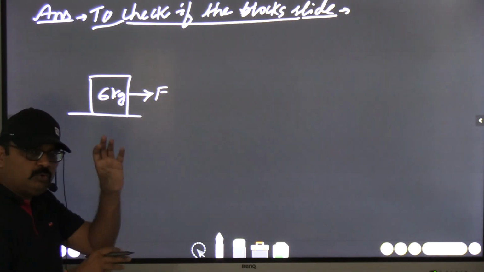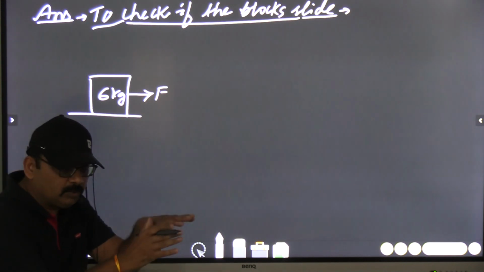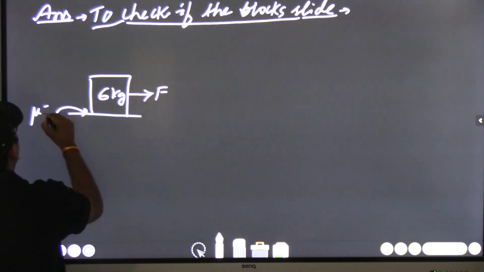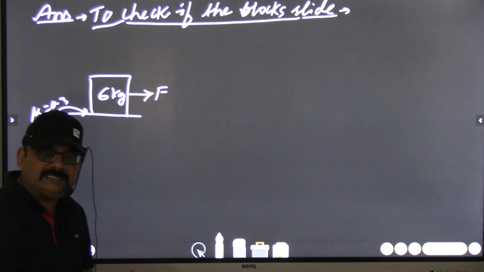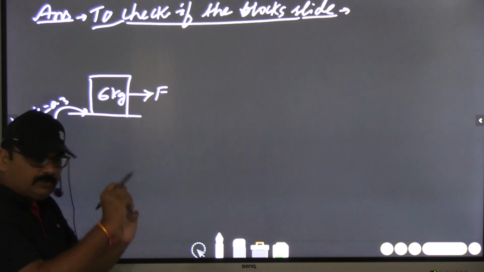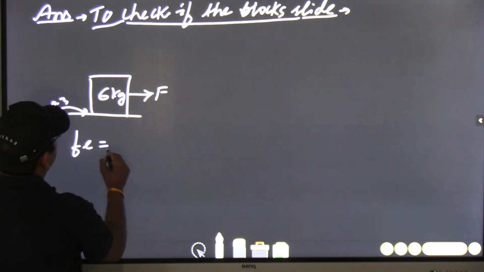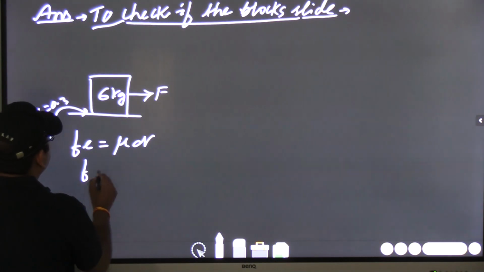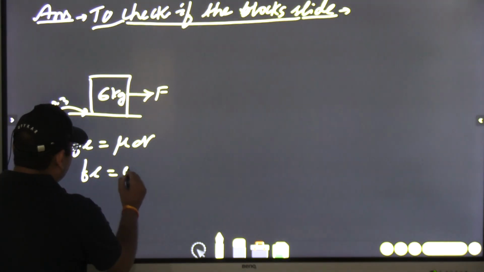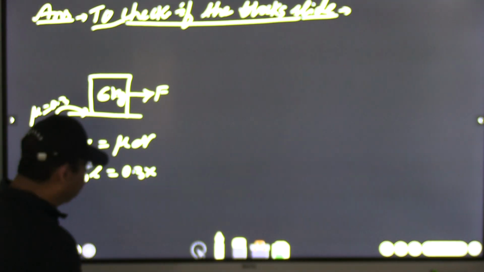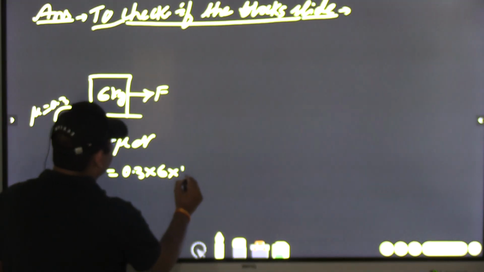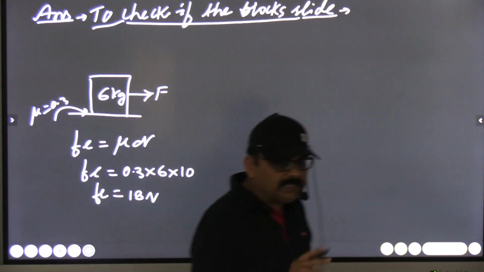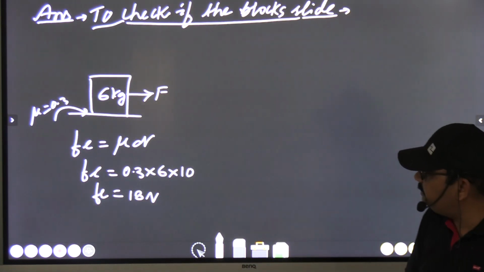Because the external force has to overcome the static friction between the lower body and the surface, right? So this coefficient of friction is 0.3 as per the question. Suppose this is one body of mass 6 kg. Now what is the limiting value of the friction? Suppose this is FL. FL is equal to mu times the normal reaction. This is the formula of limiting friction. So FL is equal to mu, that is 0.3, times m. M is 6 kg, 4 plus 2 is 6, times g, that is 10. So FL is equal to 18 Newton. What is the requirement of this exercise? Why are we doing this?